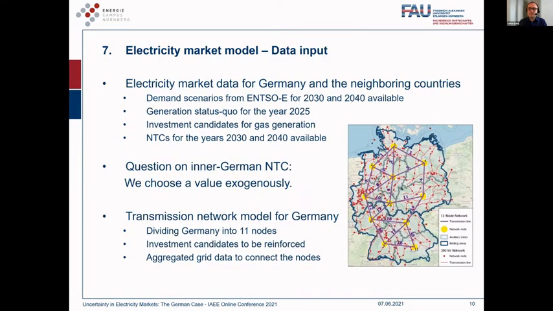So to actually solve this problem, we have, of course, some necessary data input. We use electricity market data for Germany and also for the neighboring countries. The graph you can see on the right-hand side is just showing Germany, but we're also incorporating all the neighboring countries, and additionally Italy. And we use demand scenarios from ENTSO-E for the years 2030-2040. They are usually provided in the 10-year network development plan. But the results I will show you in a minute will just cover 2030 for the moment, to make it a bit simpler. And the generation status quo for these countries is based on the year 2025.